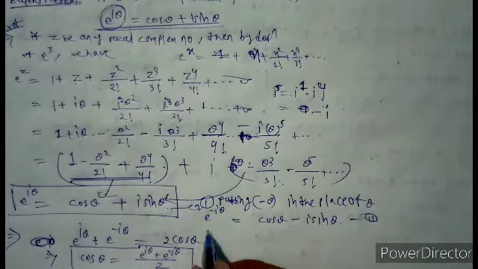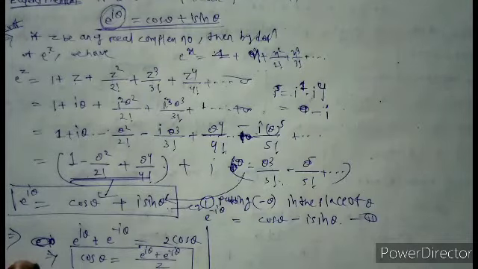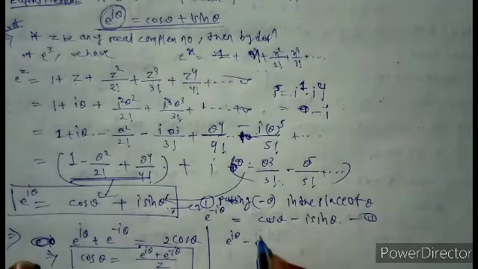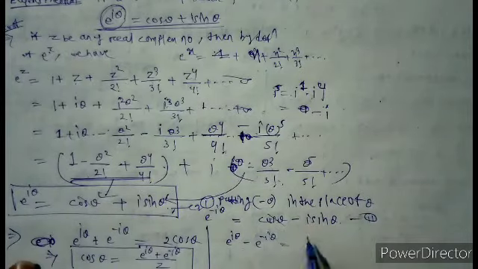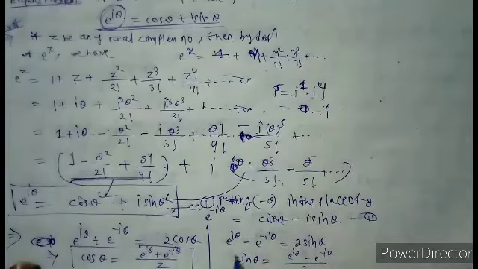Similarly, if we subtract equation 2 from equation 1, then what can we write? e to the power i theta minus e to the power minus i theta is equal to 2 sin theta, since the 1's are cancelled. So sin theta is equal to e to the power i theta minus e to the power minus i theta upon 2. So this is the formula.